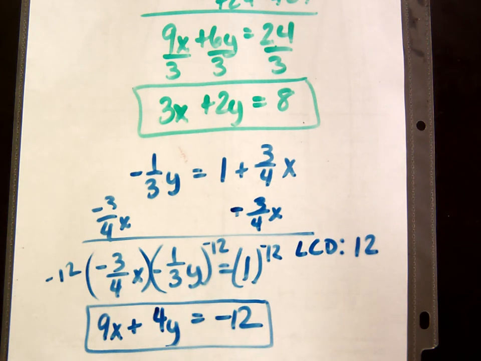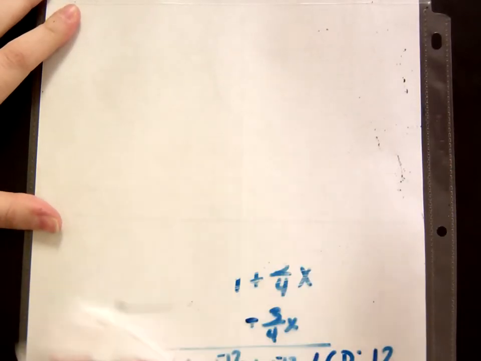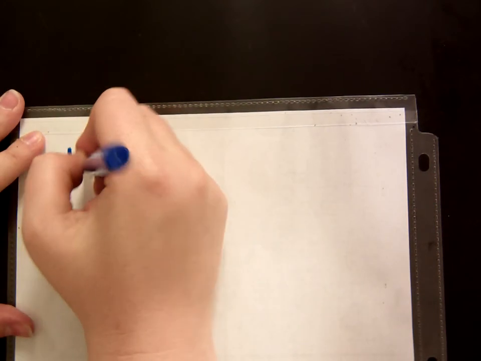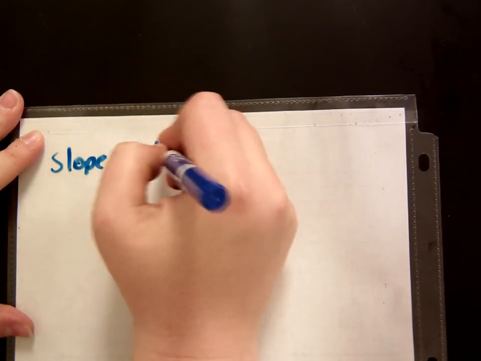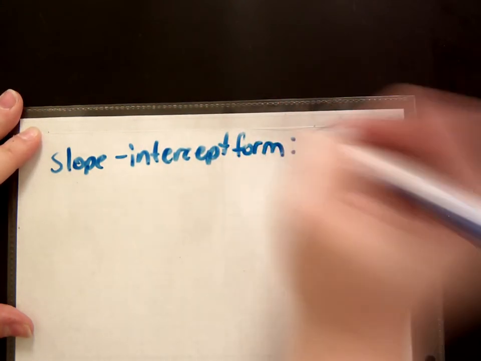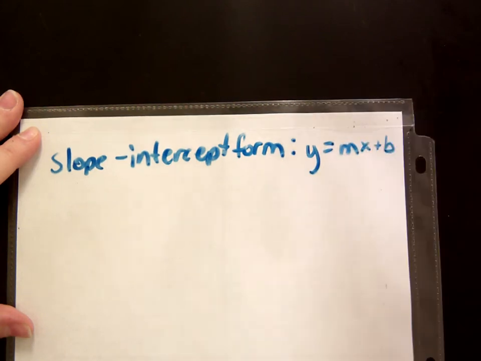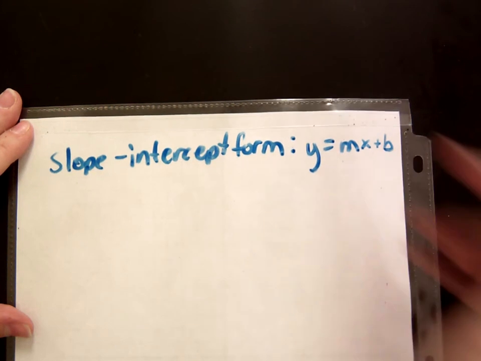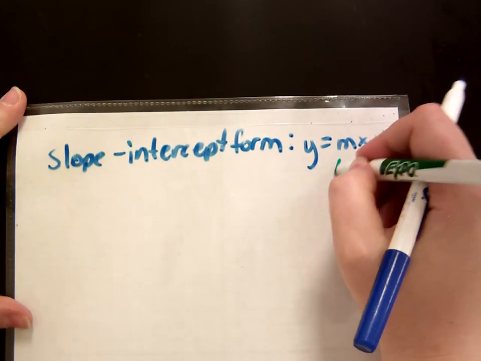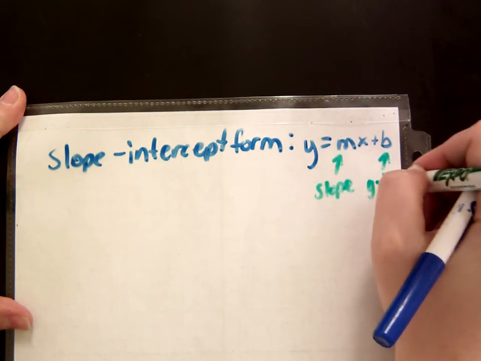Now another form is slope-intercept form. Another way to write linear equations is slope-intercept form, and it might be familiar to you. It's y equals mx plus b. Now m is your slope, and b is your y-intercept.